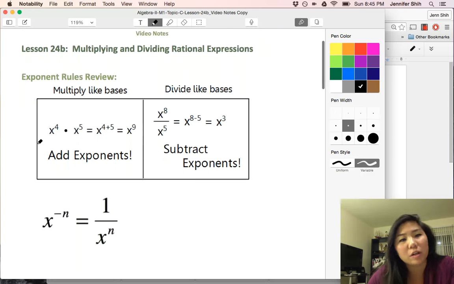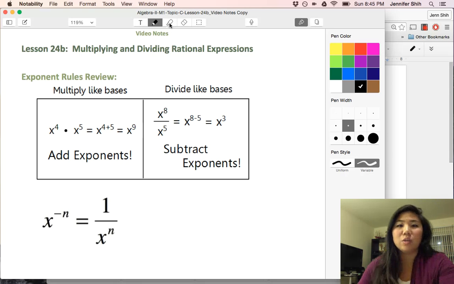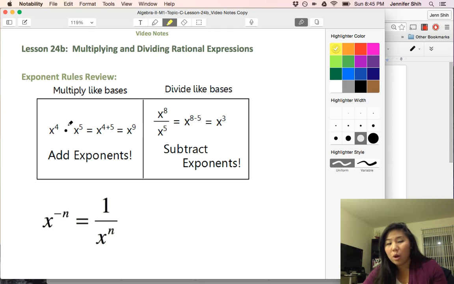The first thing we're going to talk about is our exponent rules, and it's just a little bit of review from whatever previous math course that you've taken. We have multiplying with like bases and dividing with like bases. So what you're going to do right now is pause this video and write down multiplying like bases, and this example, and that you are going to add the exponents versus dividing like bases.